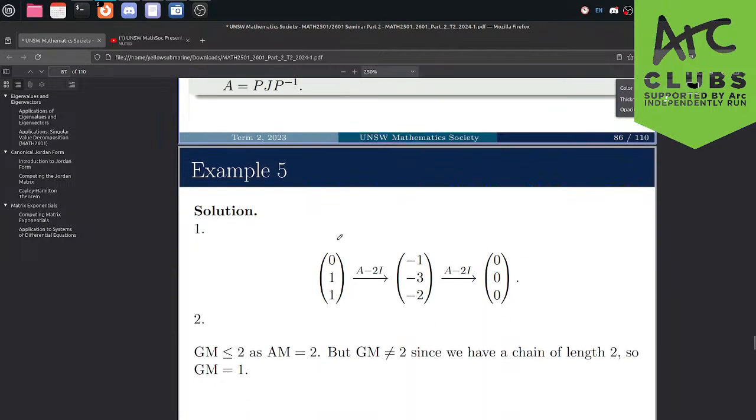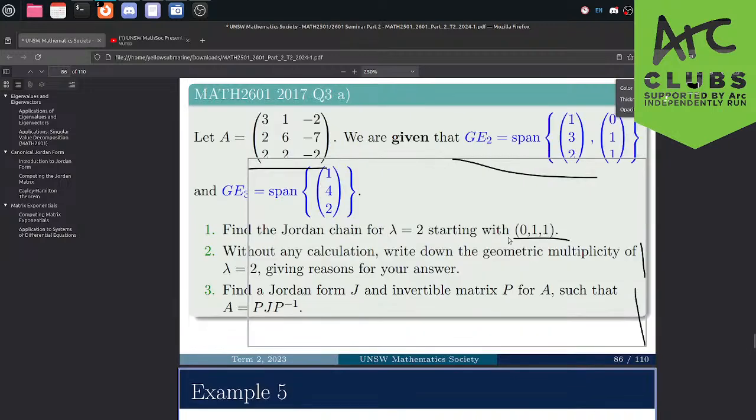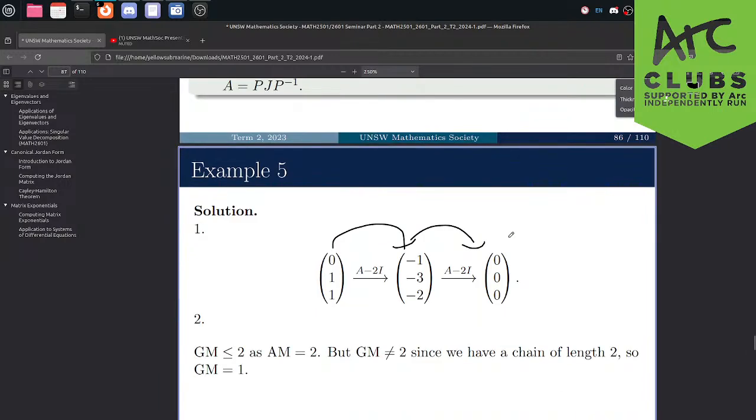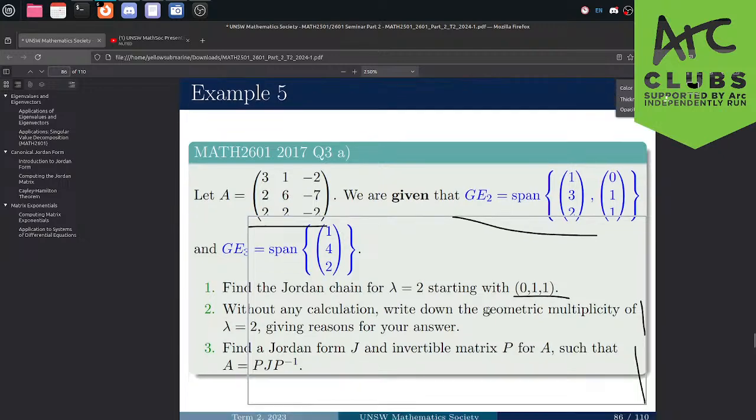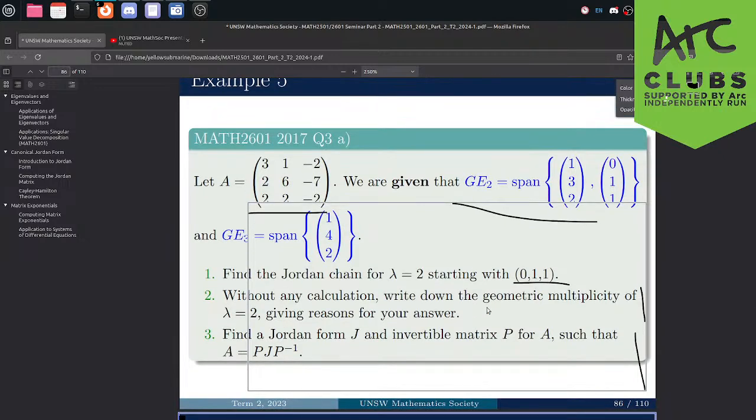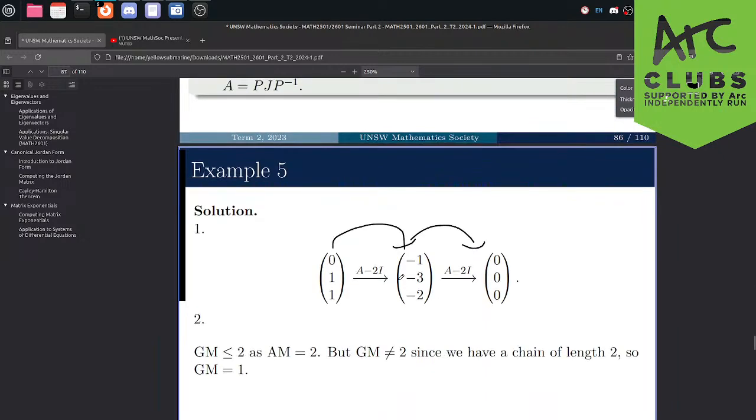So how do we find the Jordan chain? We apply A minus 2I. You apply the corresponding A minus lambda I for your eigenvalue lambda. So in this case, it's 2. You get a Jordan chain of length 2. Then part 2, write down the geometric multiplicity of lambda equals 2.